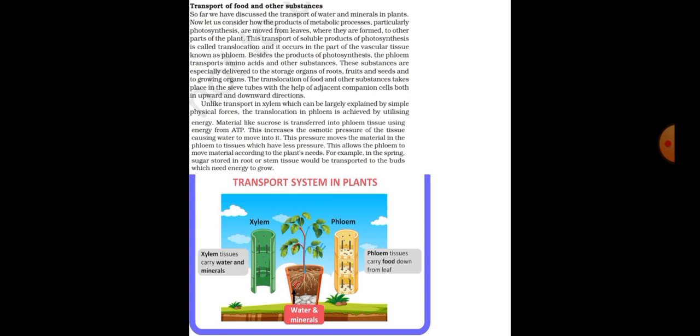For example, in the spring, sugar stored in root or stem tissue would be transported to the buds which need energy to grow.